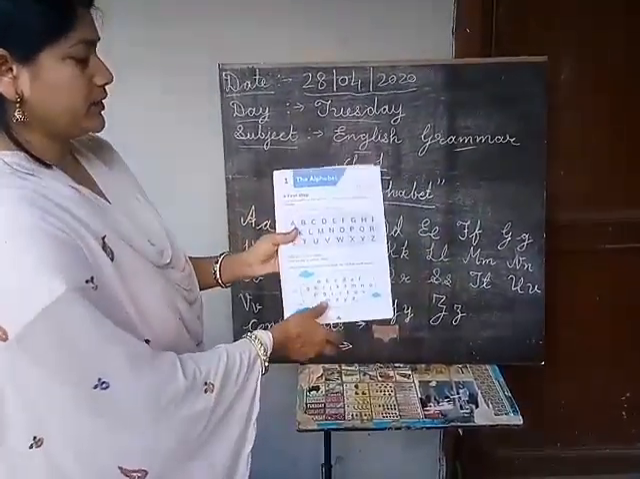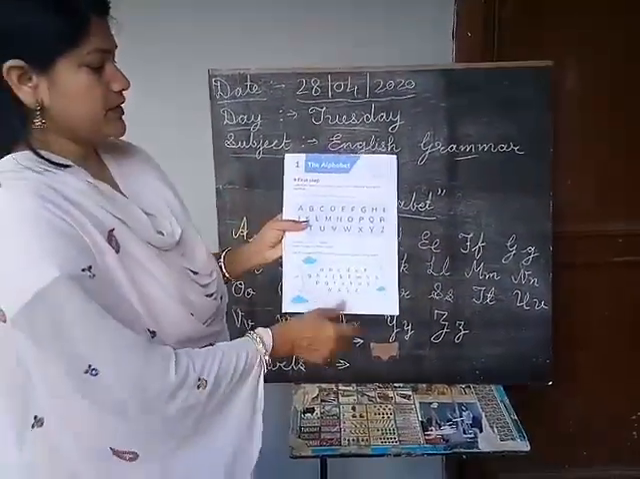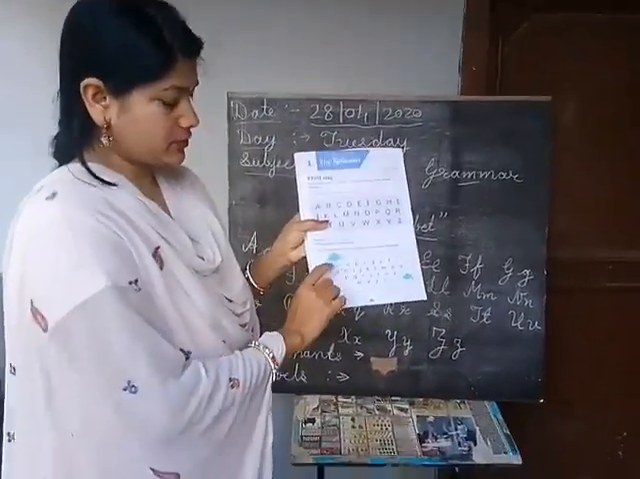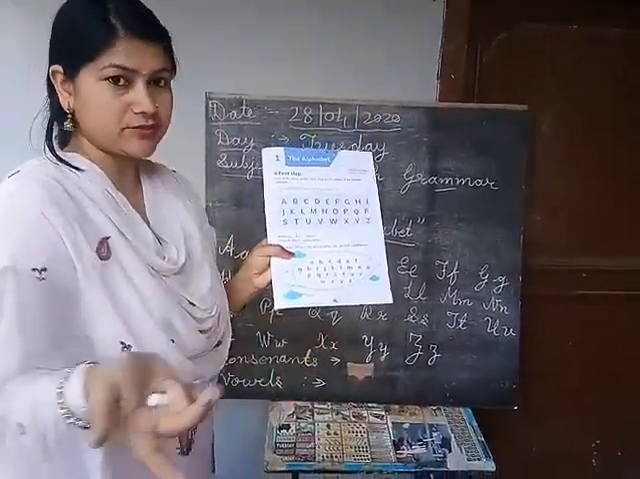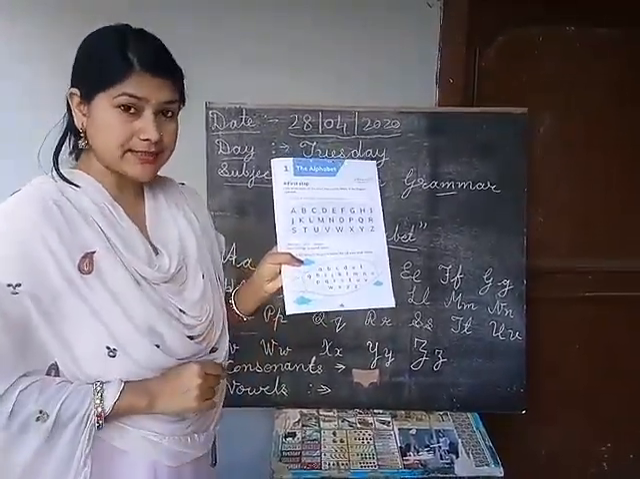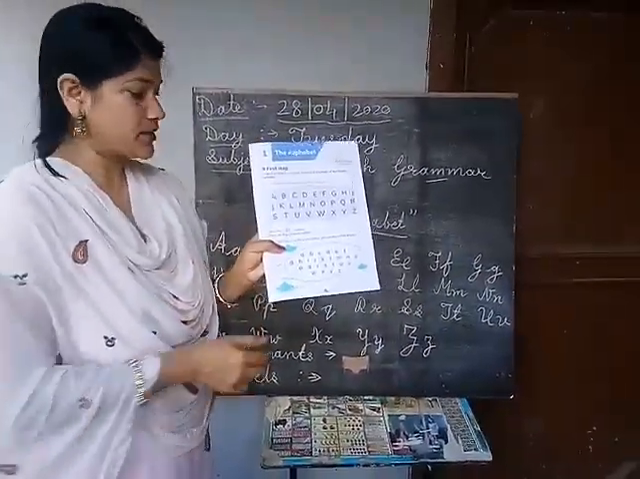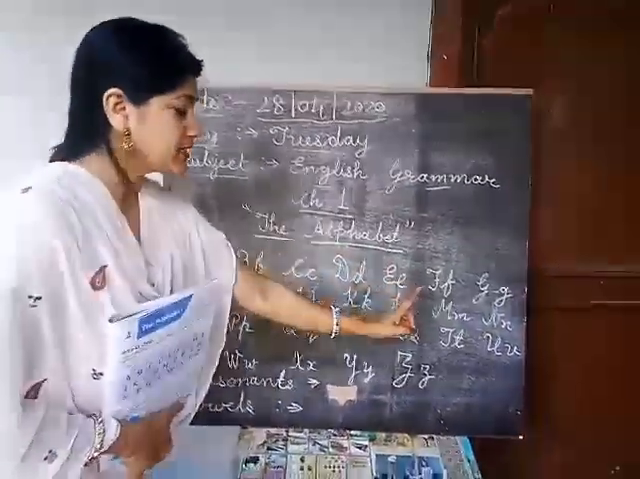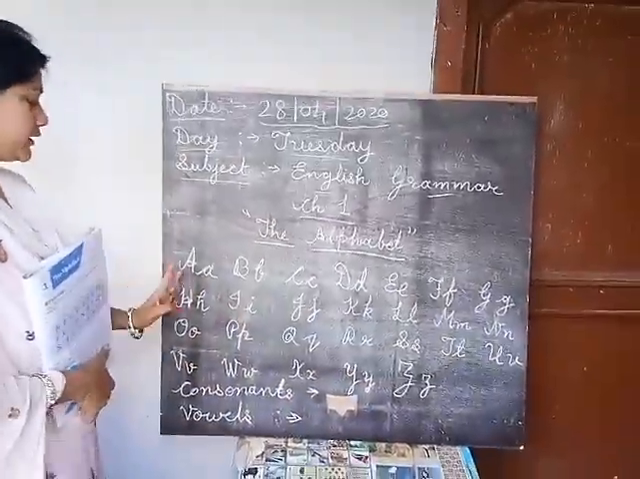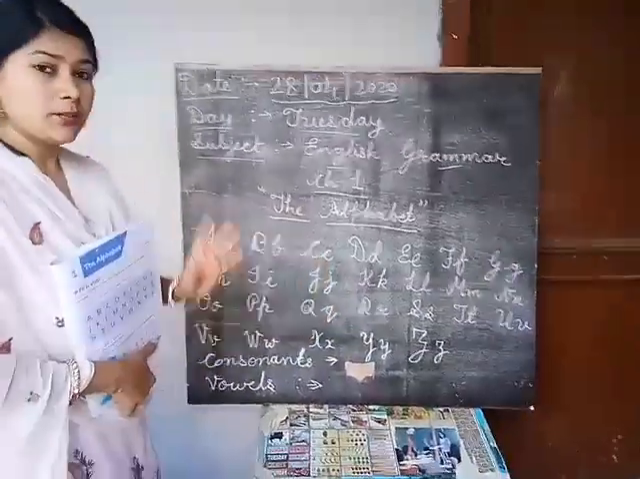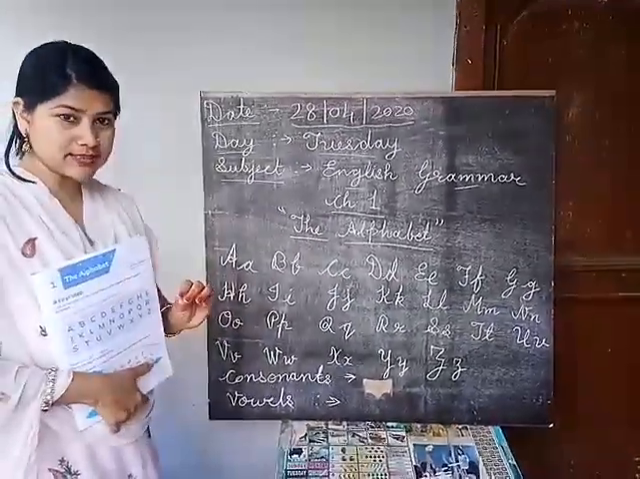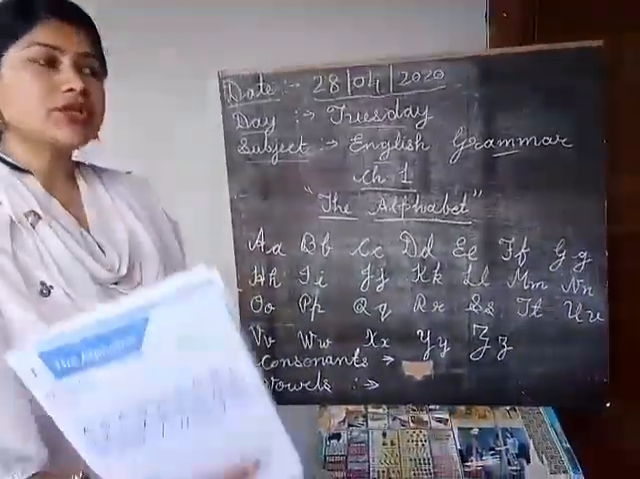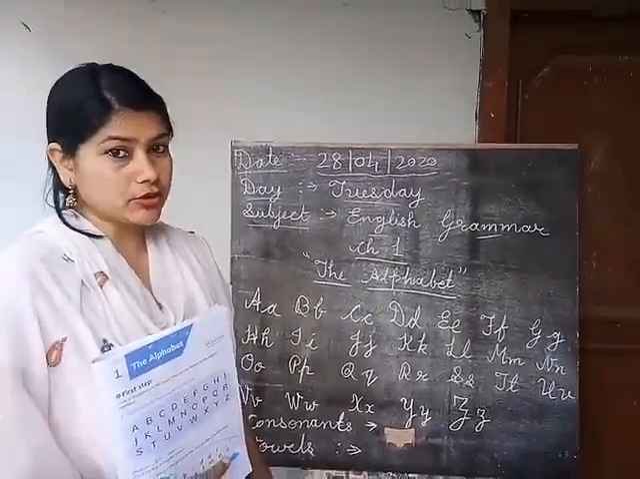The alphabet. The first step is the introduction of capital A to Z and small a to z. We all know there are 26 letters in the alphabet, from A to Z, but some are consonants and some are vowels. So how do we come to know which are the vowels and which are the consonants?